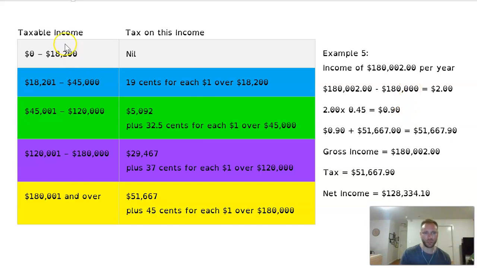So I hope that this gives you a good insight into how this works. Remember, you've got to look at which of the rows that you fall into, looking at the left-hand column first, and then work out on the right-hand column which bracket, what amount of tax you'll be paying based on these numbers.